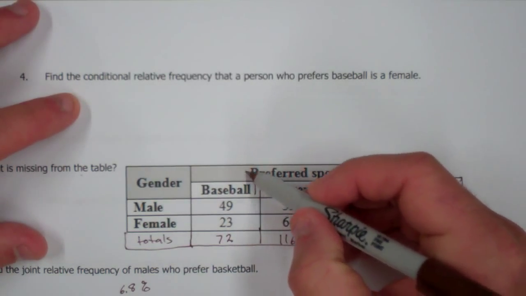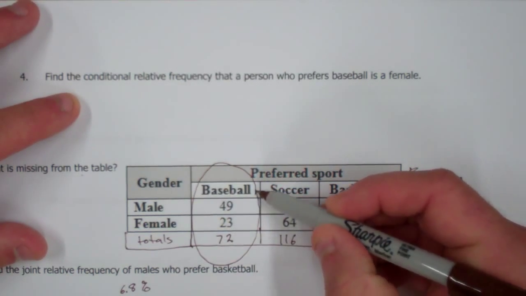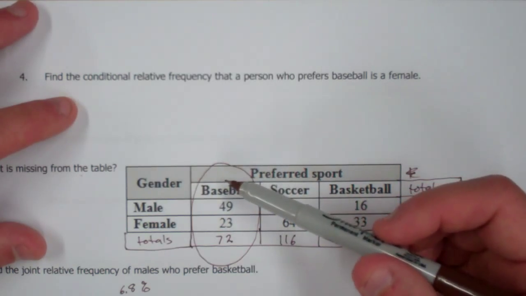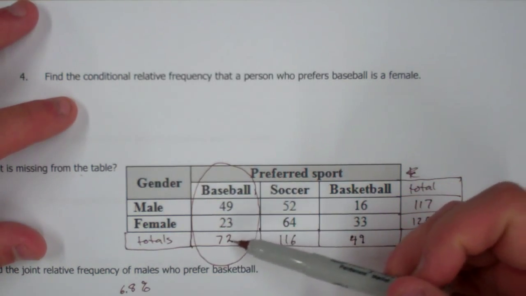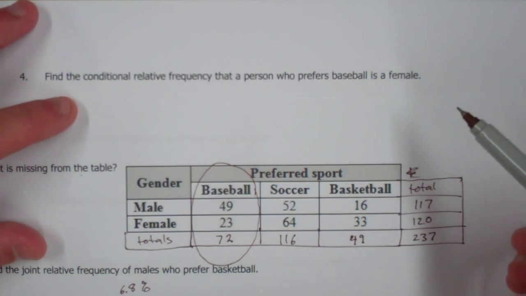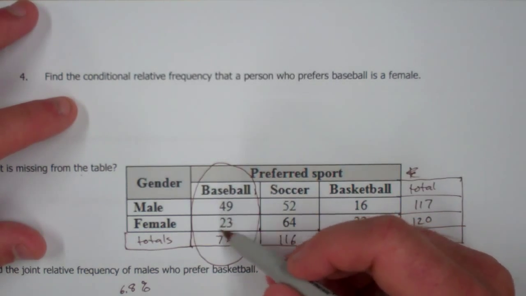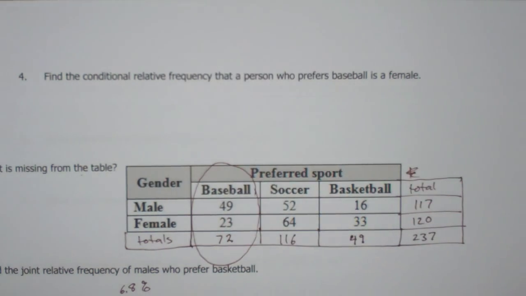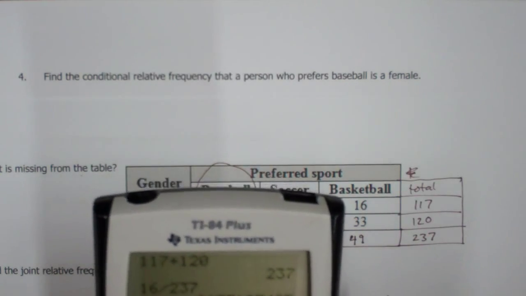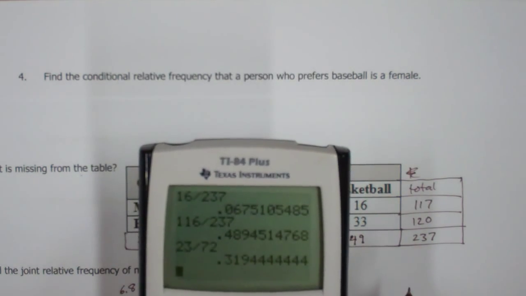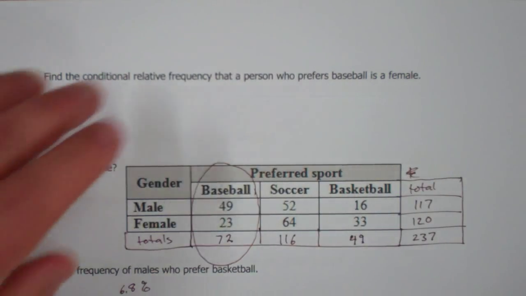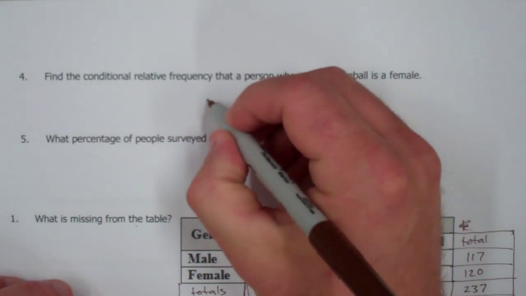So we're in this column right here, and this is a conditional relative frequency, so we're going to be taking either 49 or 23 and dividing it by that column total, in this case for a female. So 23 here divided by 72. 23 divided by 72 gives us 31.9%.